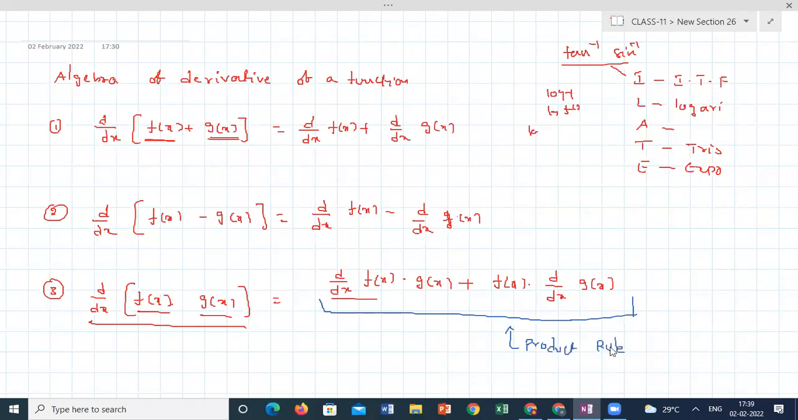Is it clear, students? I can go to the quotient rule. Quotient rule means if two functions are in division, how to do it? Suppose a function h of x is equal to f of x by g of x, like x by sin x, x by log x, 1 by x. Even 1 is also a function, a constant function, and it comes under algebra. So how to do it if two functions are in division? This rule is called the quotient rule.